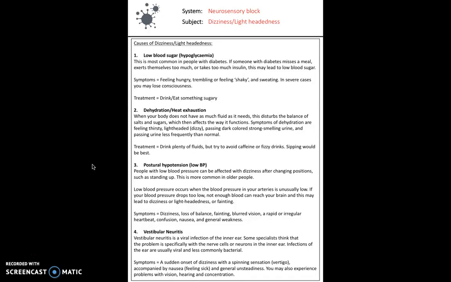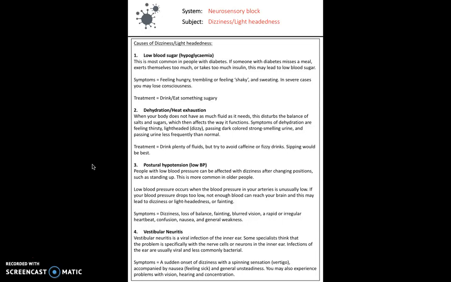Dehydration or heat exhaustion: when the body doesn't have as much fluid as it needs, this disturbs the balance between salts and sugars, which then affects the way the body functions. Symptoms: the patient will feel thirsty, lightheaded, and pass dark-coloured, strong-smelling urine. In terms of treatment, again, drink plenty of fluids. In this case, however, try to avoid caffeine or fizzy drinks, and sipping would be best. Get it into the system slowly.